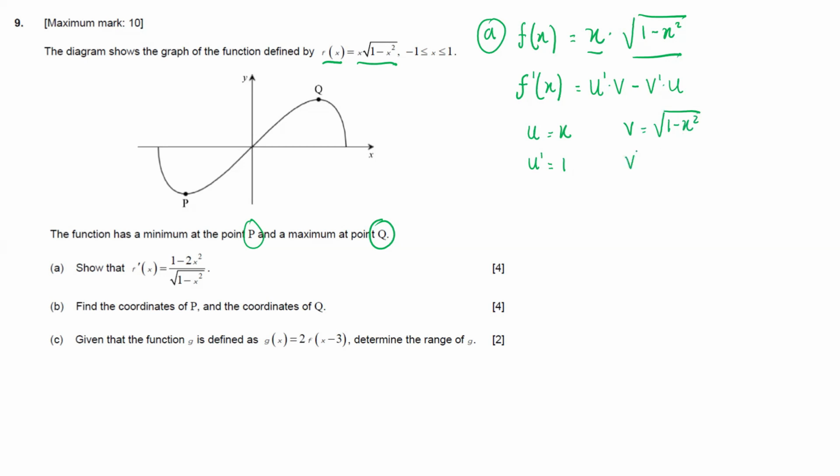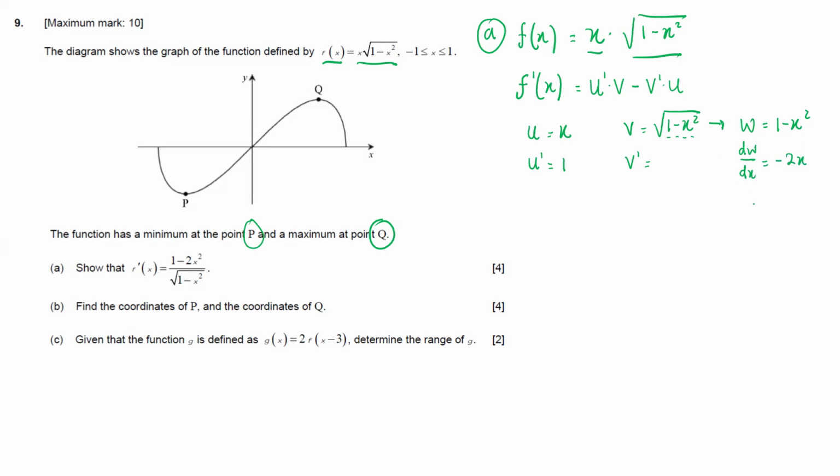Now this one needs more work. We are going to use the chain rule. First, we substitute the inside. Let's use w, so w equals 1 minus x squared, meaning that if we derive w in terms of x, we have negative 2x.